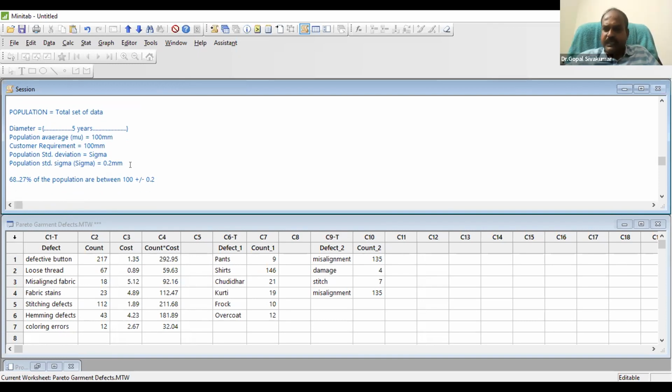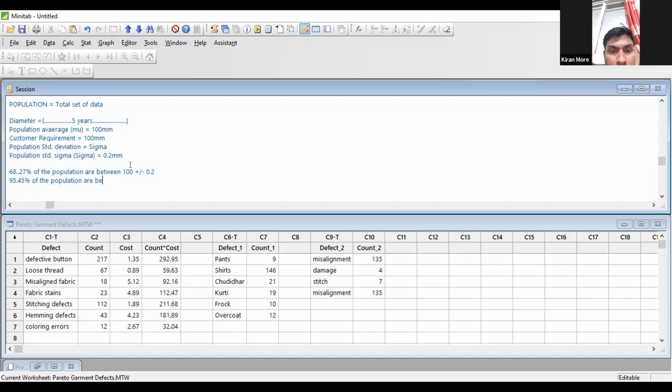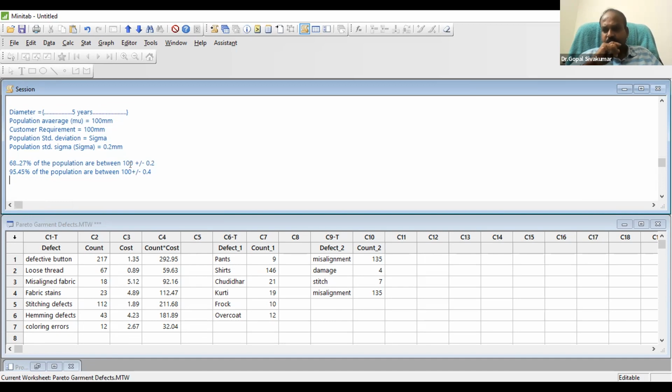Can I say like this? Can I write this statement? Yes. 68.27% of the population are between 100 plus or minus 0.2. How am I saying this? Yes. 100 plus or minus 0.4. What is 0.4 here? Two sigma.